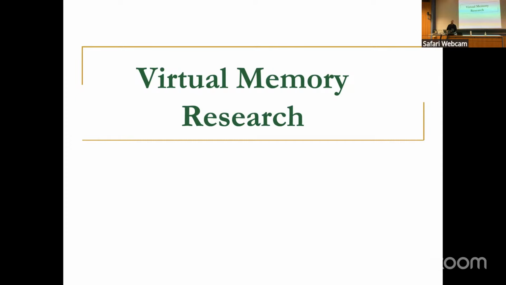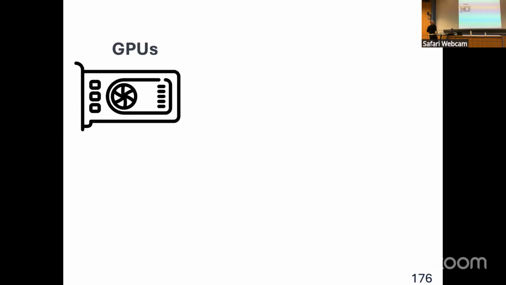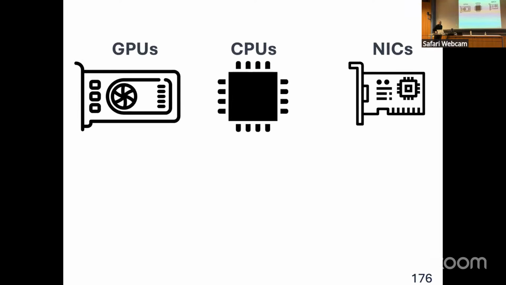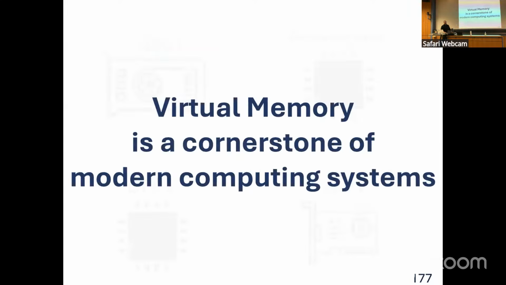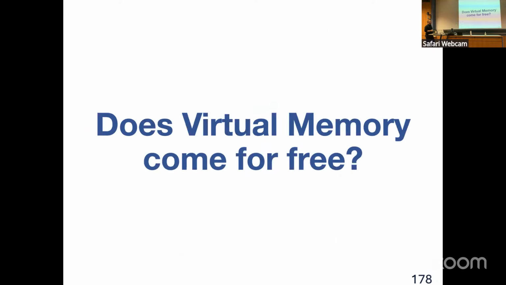So we're going to now dive deeper into some concepts of research in virtual memory. As you can understand, there are multiple components in modern computing systems, including the CPUs, GPUs, network interface cards that want to access memory using the virtual memory abstraction, right? So virtual memory is one of the first examples of the most successful integration of hardware and software, and it's becoming a cornerstone of most modern computing systems. But as I tried to tell you through the whole lecture, it doesn't come for free, basically, right?